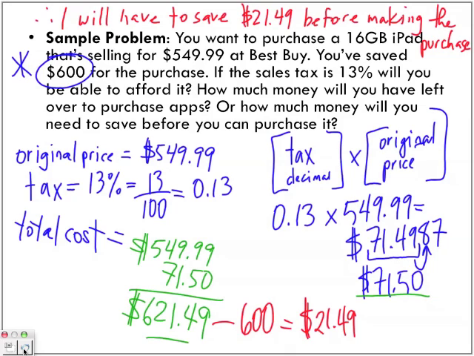So we can think of it and go, I've saved 600 bucks. The iPad is $549. I should be able to afford it, and you get there and Apple's like, well, the total is $621.49. And you're like, but I only have 600 bucks. Well, you don't have an iPad. You come back when you have the $21.49. So it's really important. This is how you can figure out whether or not you can actually afford an item.